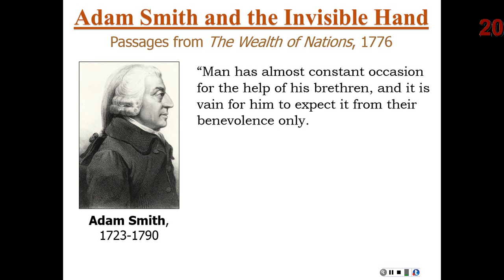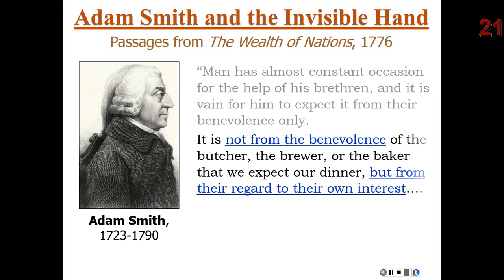And this was described by Adam Smith in his famous book, The Wealth of Nations, written in 1776, where he said, "Man has almost constant occasion for the help of his brethren, and it is vain for him to expect it from their benevolence only. It is not from the benevolence of the butcher, the brewer, or the baker that we expect our dinner, but from their regard to their own self-interest."